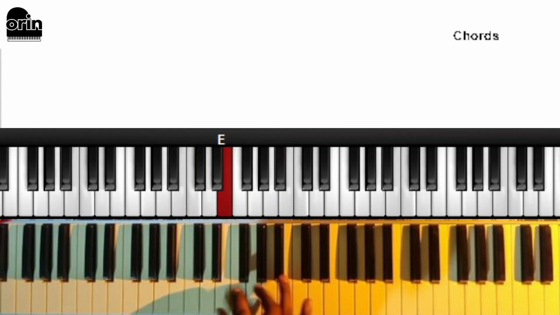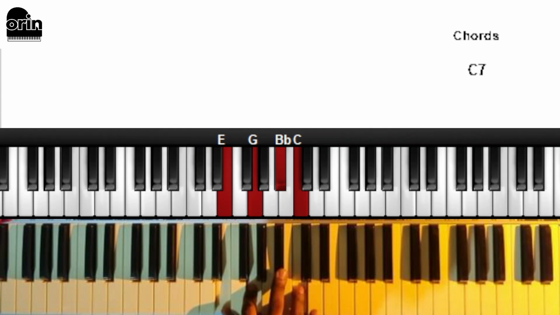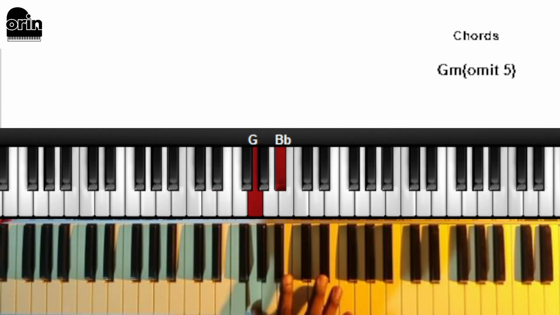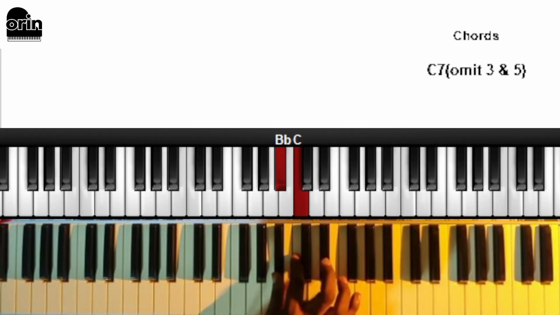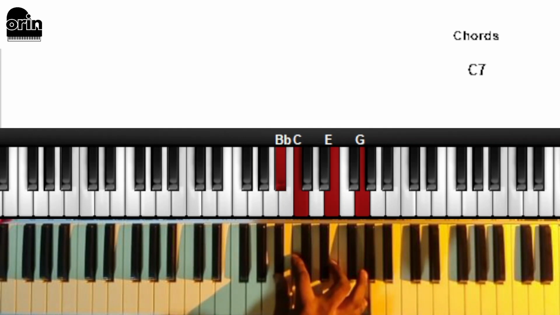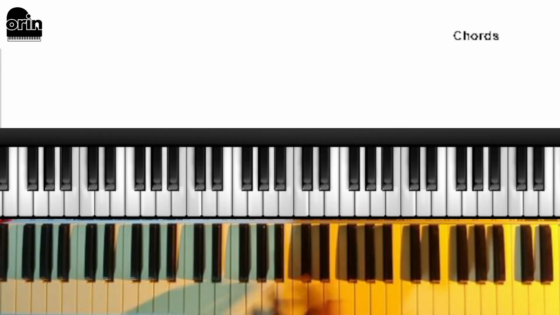When E is the lowest, then we still have C7, that is first inversion. When G is the lowest, then this is still C7, second inversion. But when B flat is the lowest, this is still C7, third inversion. So we can have a third inversion when we have four notes. So that's how inversions work. It's very, very easy and basic.